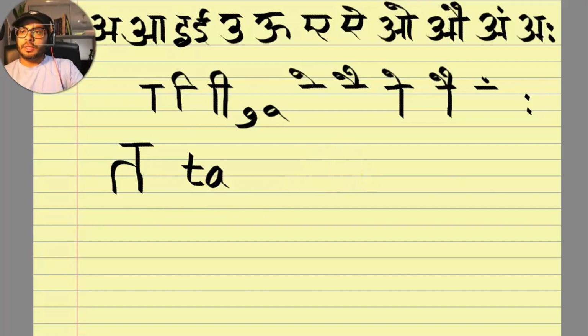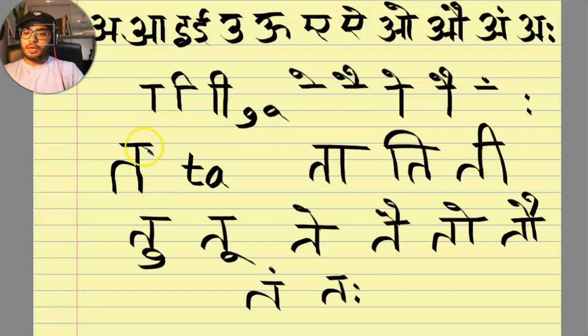In Nepali, a word that uses this sound would be something like tara. Tara basically means star. The Barakhari for this sound would go something like this. Ta, ta, ti, ti, tu, tu, te, tai, to, tau, tum, tah.